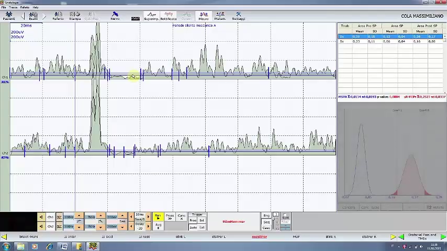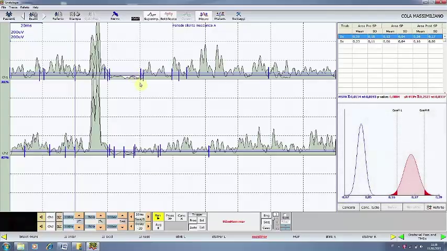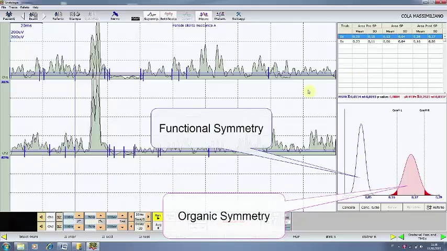The statistical analysis is performed using an algorithm in which the contribution of the acquired, averaged, and smoothed traces of the pre-analysis area is compared to the post-analysis area. This process, in this case too, generates a Gaussian curve of functional symmetry, normalized to the organic symmetry.